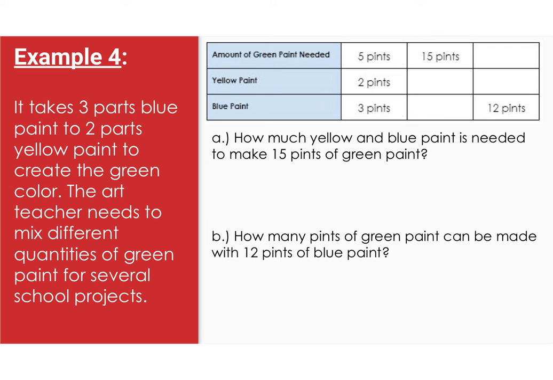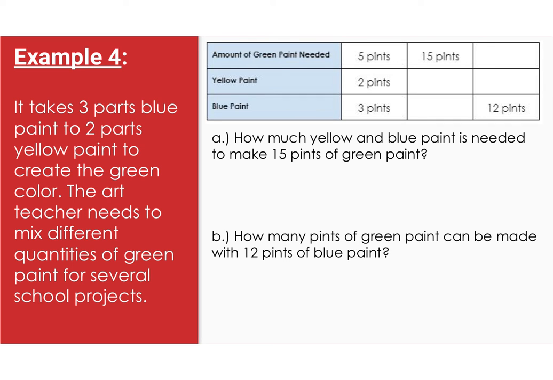It takes 3 parts blue paint to 2 parts yellow paint to create the green color. The art teacher needs to mix different quantities of green paint for several school projects. So I have my table labeled, green paint's 5, yellow 2, blue 3. How much yellow and blue paint is needed to make 15 pints of green paint?